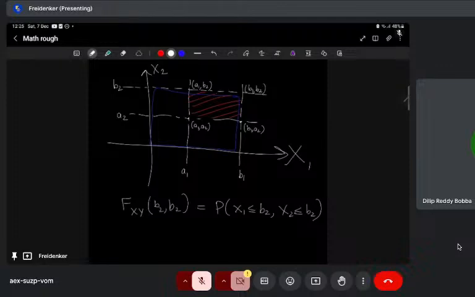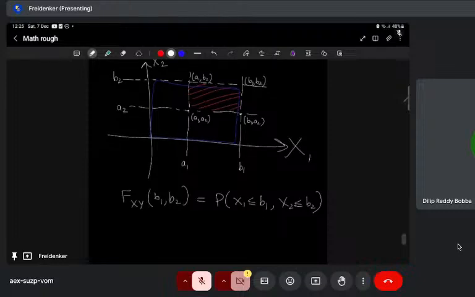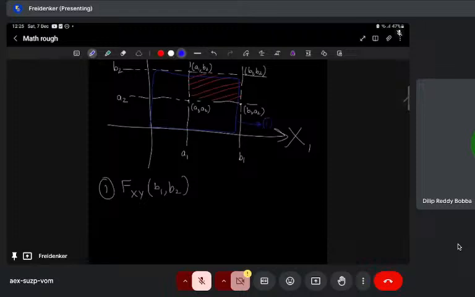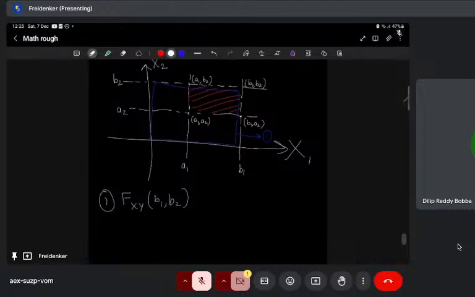So this would mean x1 will take all the values before b1, and x2 will take all the values before b2. So that is the entire square. But I only want the red square. So what do I do? I subtract something. I will say this blue box is 1. I'll need one more box, so I'll make a second box.